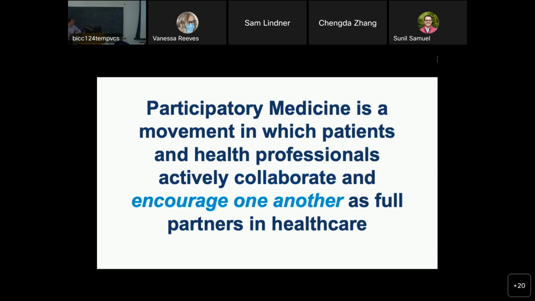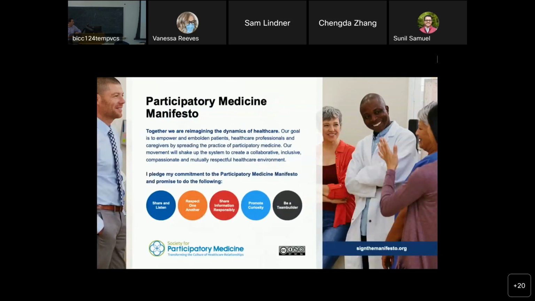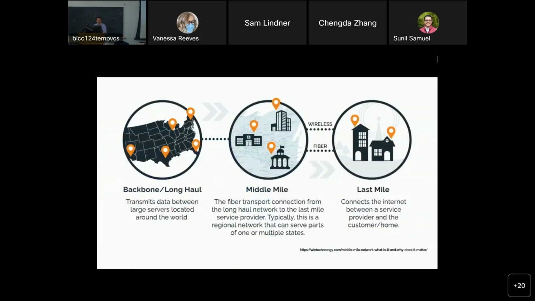I'm going to flip through this real quickly because I've outlined the important areas. We have a manifesto, a set of core principles, and since I can't read it on the screen there, this came out of work that we did at conferences where we brought a lot of people together to discuss what these things were. And the principles are sharing and listening, respect one another, share information responsibly, promote curiosity, and be a team builder.